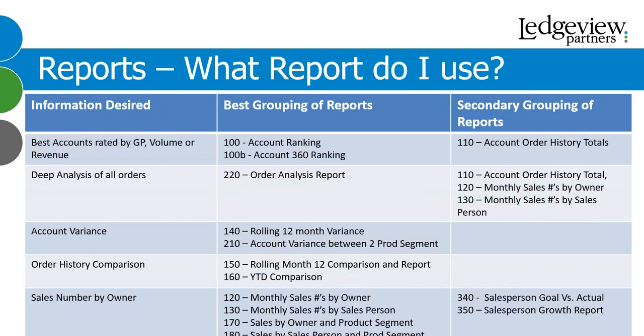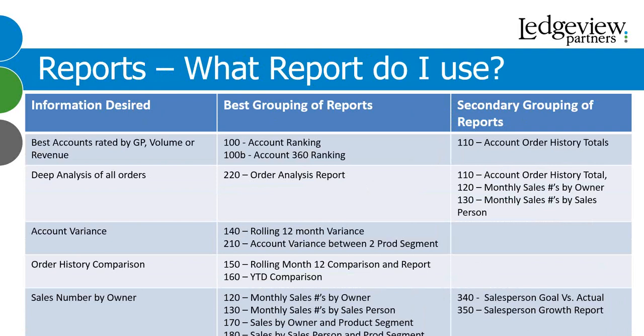Profit, volume, or revenue. Your 2 best reports are 100 and 100B. It's your account ranking. The only difference between them is the account 360 is pulling in the parent account and it rolls up all those child accounts into it. So you only are looking at the parent accounts. Report 110, account order history totals, is a great example. You can pull it by gross profit, volume, or revenue, but it's not ranking them. So you need to do the sorting outside of the report.